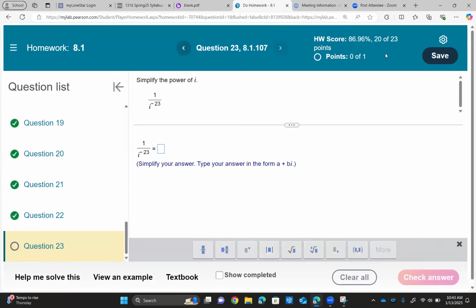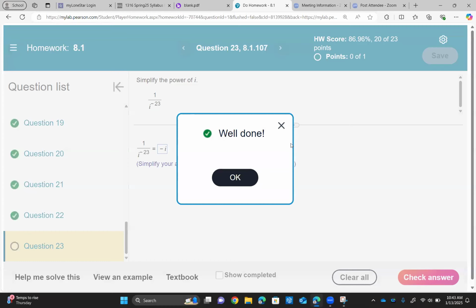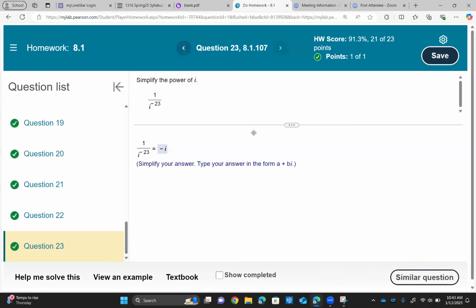And this is going to be the last example for section 8.1. And this is all we have to know for 8.1. Good luck with the homework.